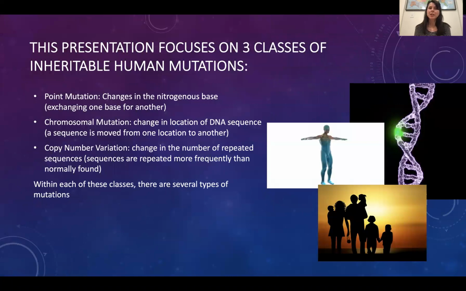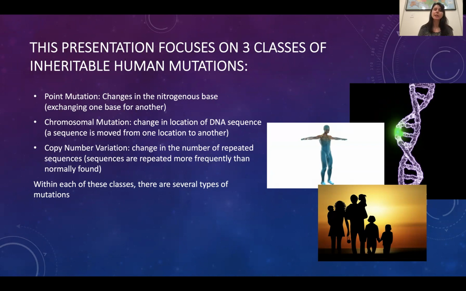So in this presentation, I will be focusing on three classes of inheritable human mutations. The first mutation I'm going to be looking at is point mutations. Point mutations are changes in the nitrogenous base, that's exchanging one base for another. Another class of inheritable human mutations are chromosomal mutations. That's a change in the location of DNA sequence. So the sequence is moved from one location to another.